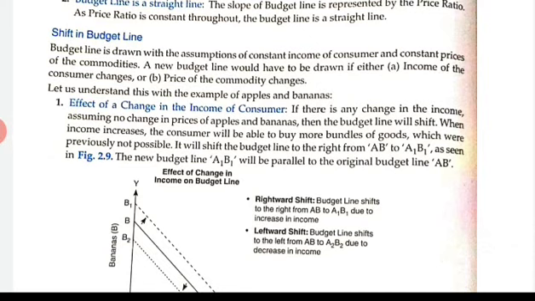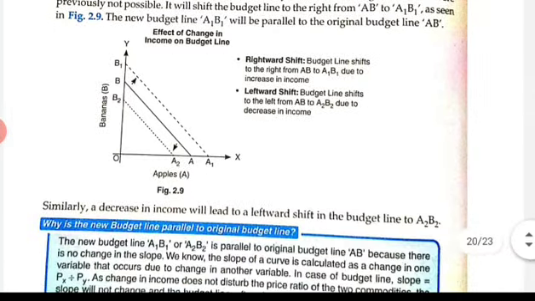When the income increases, the consumer will be able to buy more bundles of the goods which were previously not possible. So in this case it will shift the budget line rightward. Whereas when there is a decrease in income, it will lead to a leftward shift in the budget line.